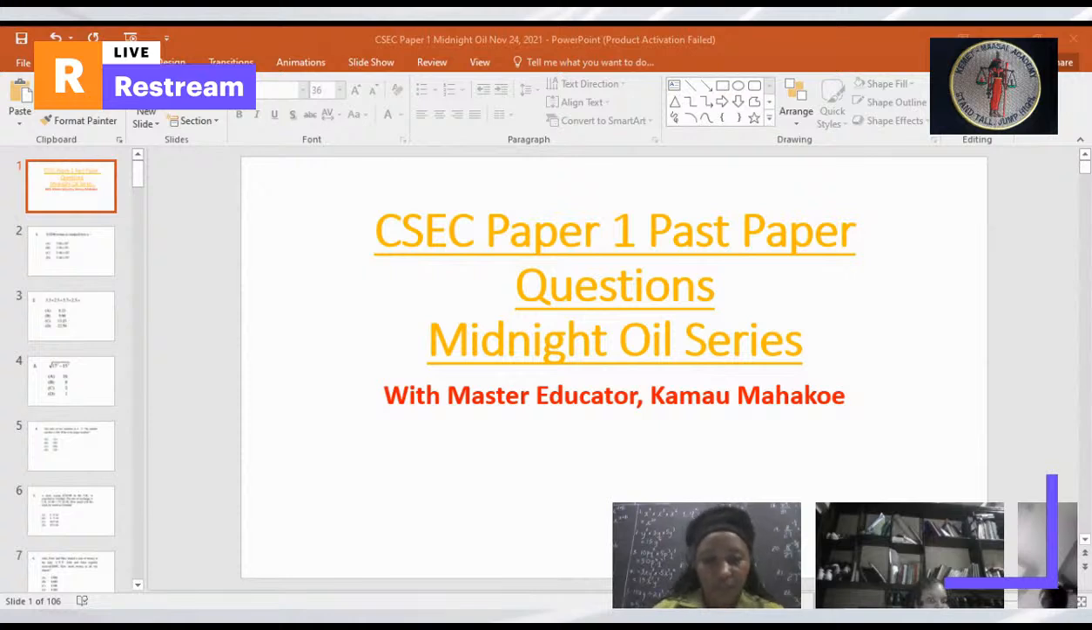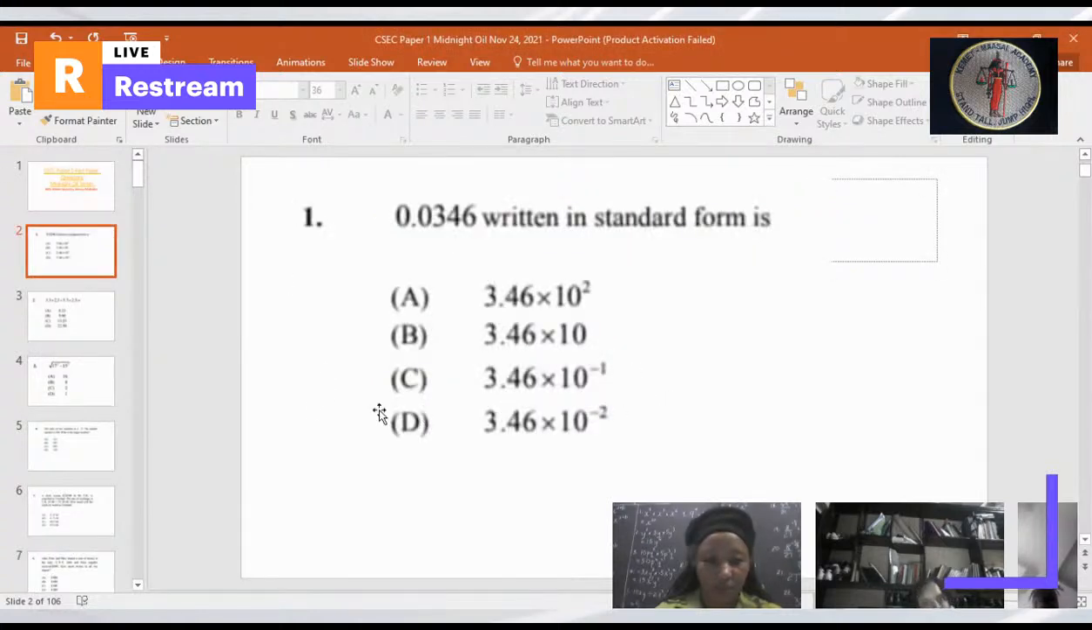So let's go. Let me put up question one. All right, Drayshawn, read that for me, please. 0.0346 written in standard form is. How are we going to approach that? So when you're doing standard form, you should move to the left.